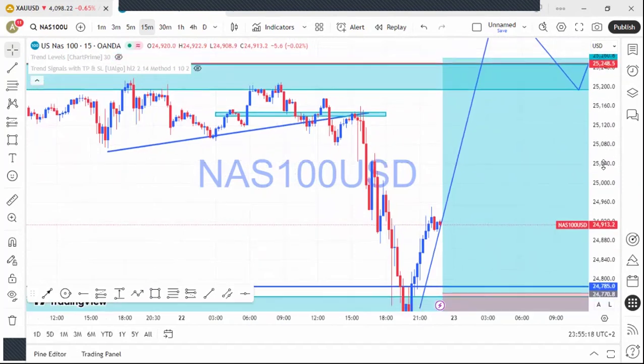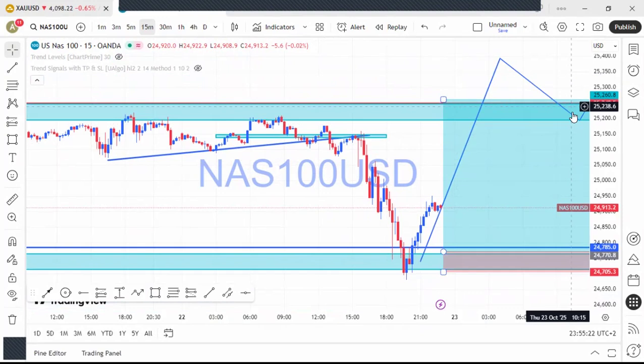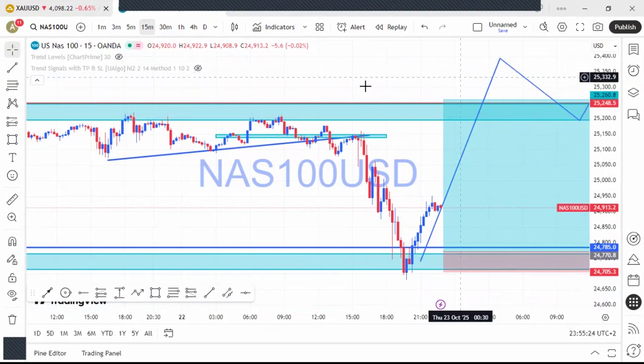So what are we looking for now? We're just looking forward for a push to our resistance zone, breakout, retest, then look for more confirmation.